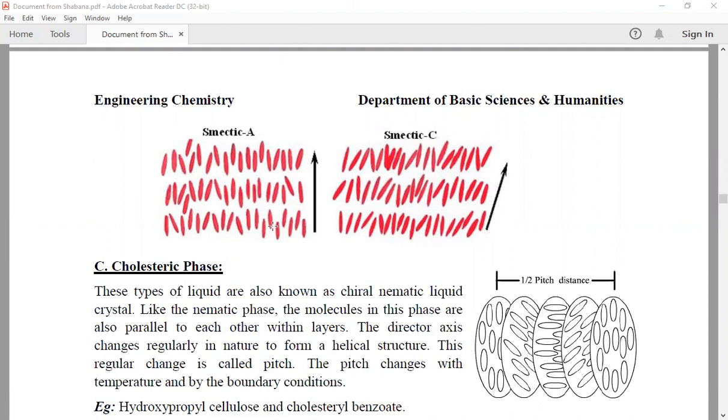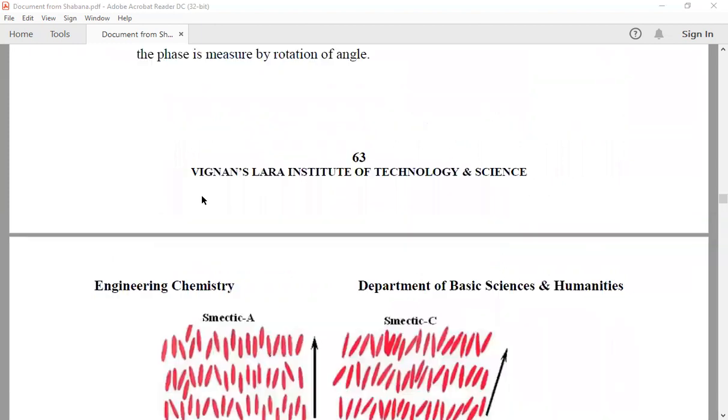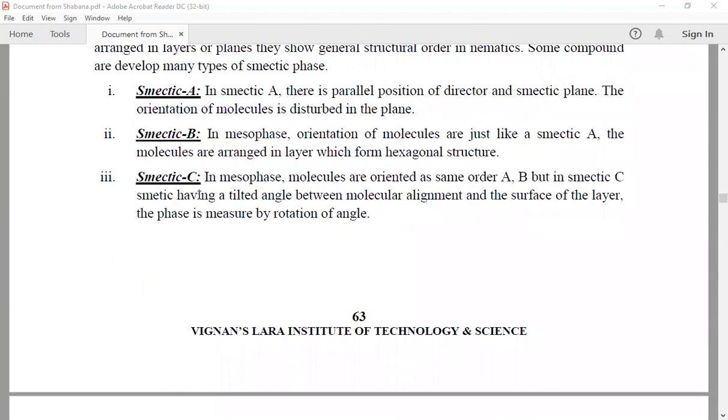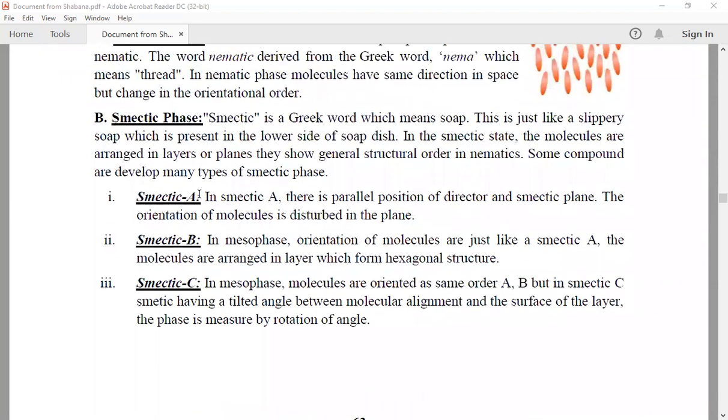In the smectic A, the long axes of the molecules are parallel to the preferred direction, which may be normal to the plane. That means they are arranged in the form of layers in which the molecules are parallel in the direction, and the orientation of the molecules is disturbed in the plane.